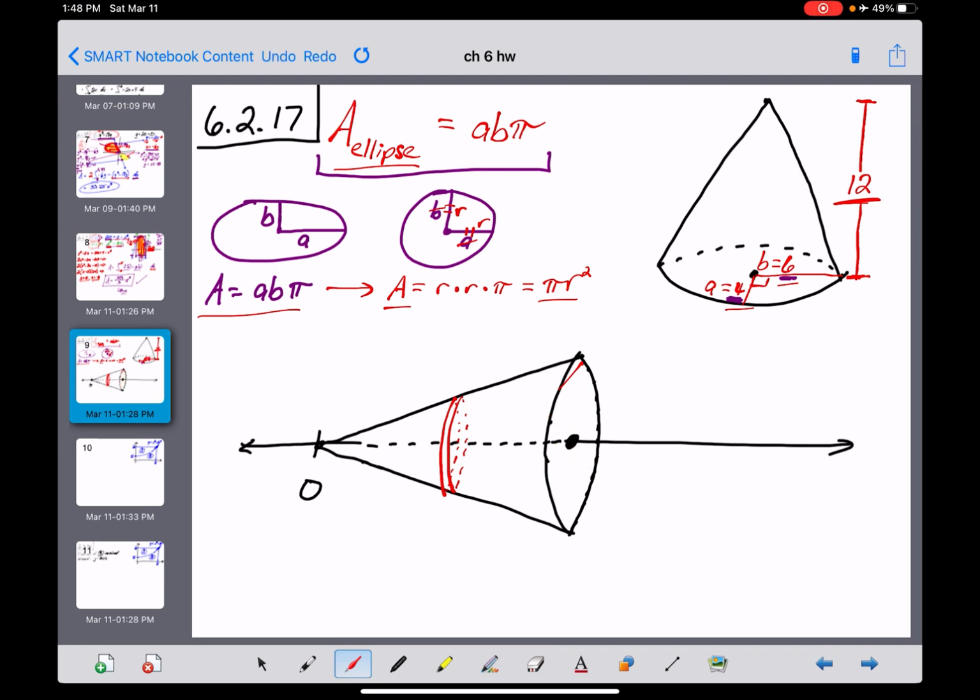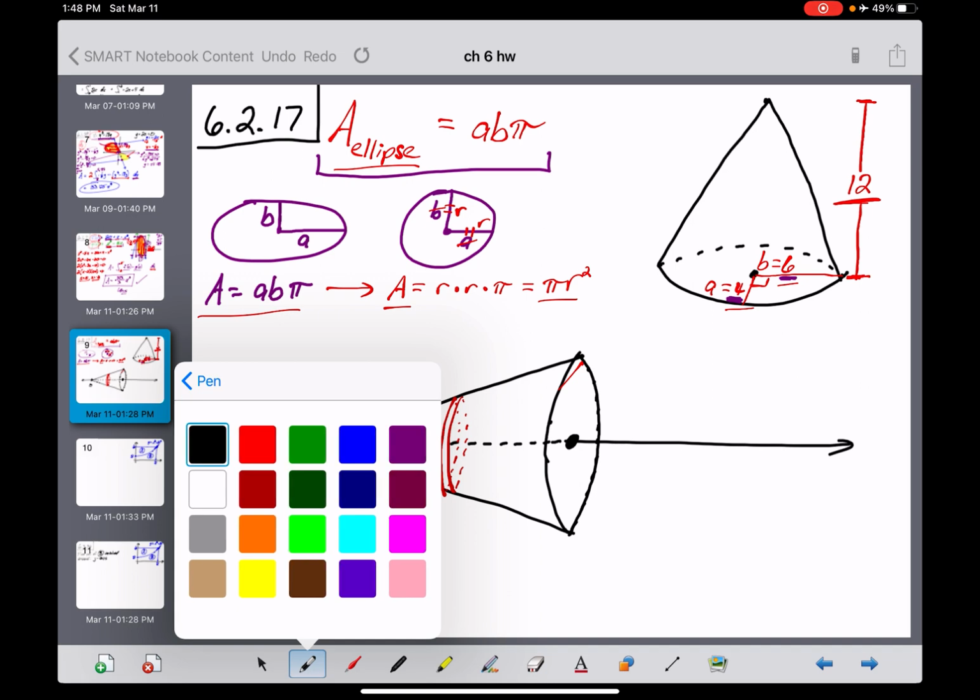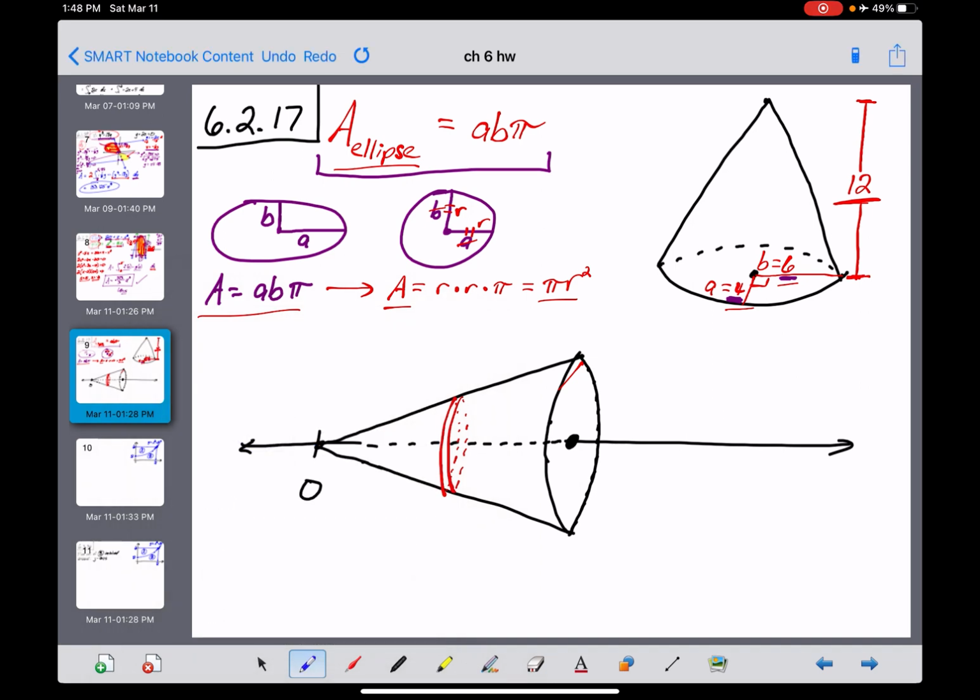So what we need to do then, guys, is come up with this little formula here off to the side, that our cross sections are all ellipses, and the area of an ellipse is equal to A times B times pi.